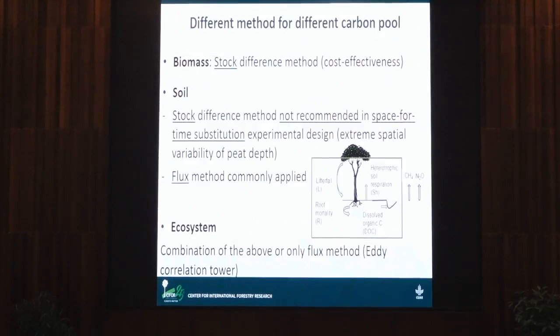At ecosystem level, we can use either a combination of the above methods, so the flux method for the soil and the stock difference method for the biomass, or we can focus exclusively on the fluxes, but for this we need towers that are installed in the sites, where we have sensors that measure the emissions or the uptakes of greenhouse gases above the canopy. So I'm not going to go further into these technical details. This is background information that we can use after for discussion.